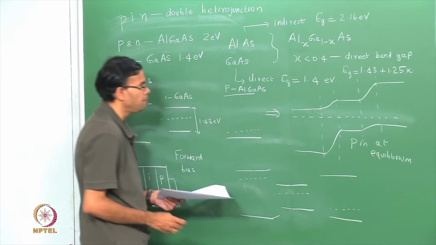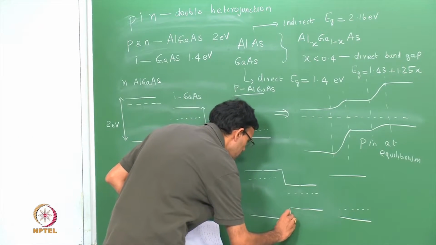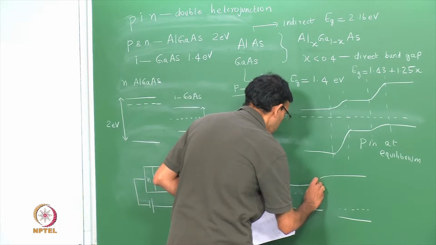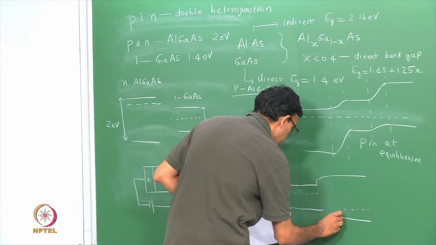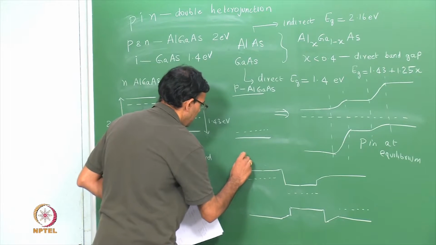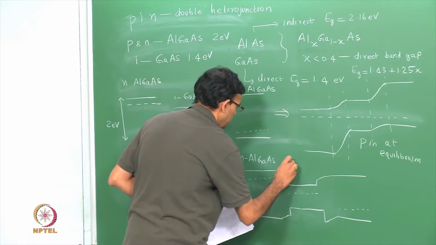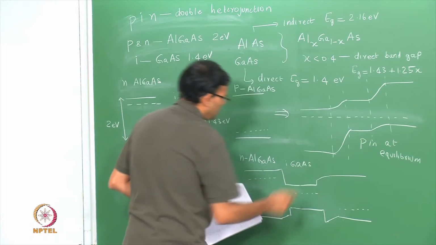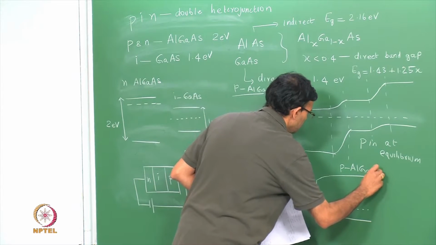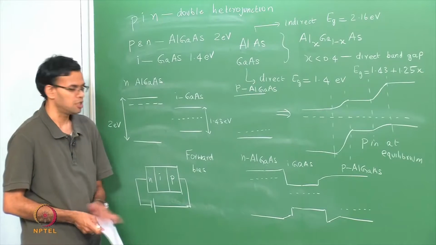the bands bend up between the N region and the intrinsic, and the bands bend down between the P region and the intrinsic. So, let me just mark. So, this is N AlGaAs, so that is my intrinsic gallium arsenide, and that is P AlGaAs. So, this is the case of the band diagram when the junction is in forward bias.